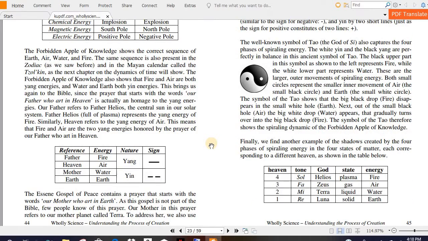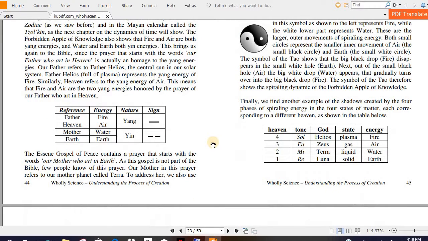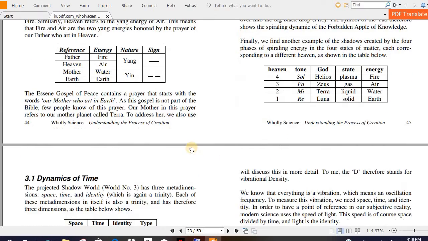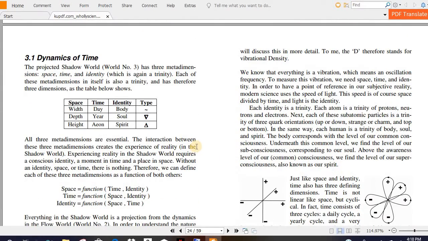Finally, we find another example of the shadows created by the 4 phases of spiraling energy and the 4 states of matter, each corresponding to a different heaven, as shown in the table below. Heaven 4, 3, 2, 1. Tone: sol, fa, mi, re. Do, re, mi, fa, sol. Helios, Zeus, Terra, Luna. Plasma, gas, liquid, solid. Fire, air, water, earth. See how everything corresponds there. This is the harmonics of creation right here. The projected dynamics of time.